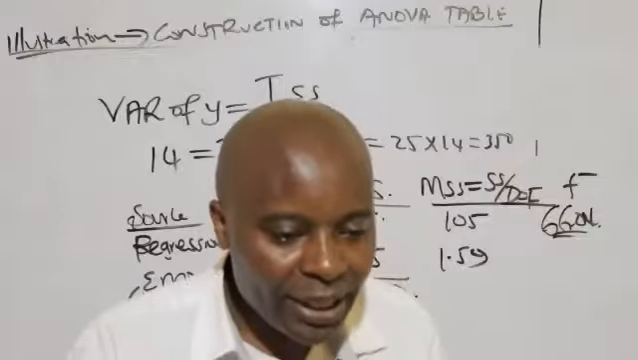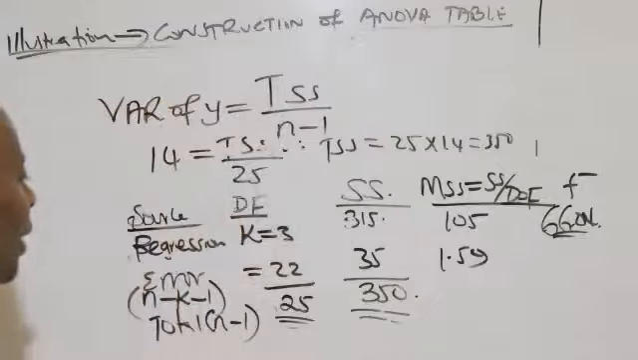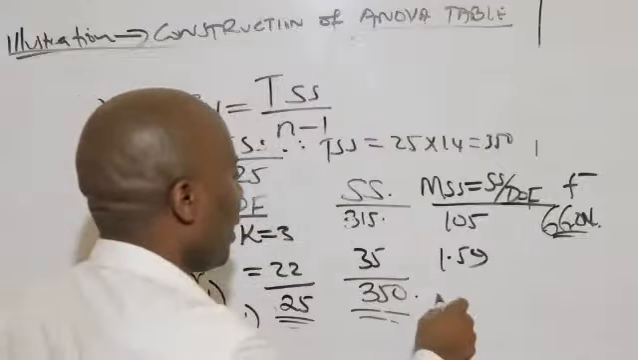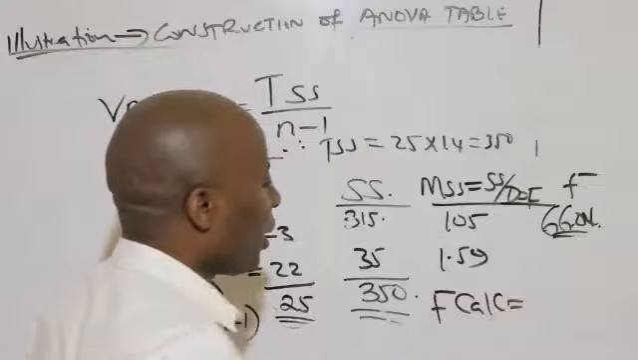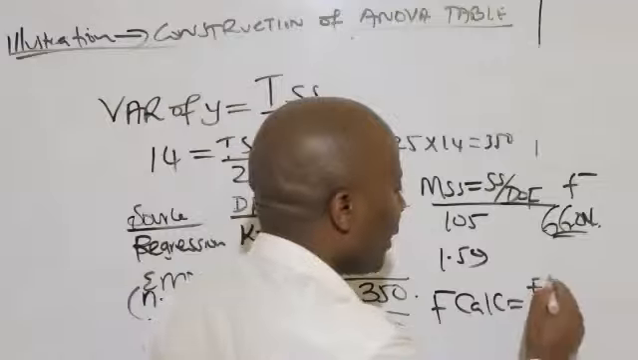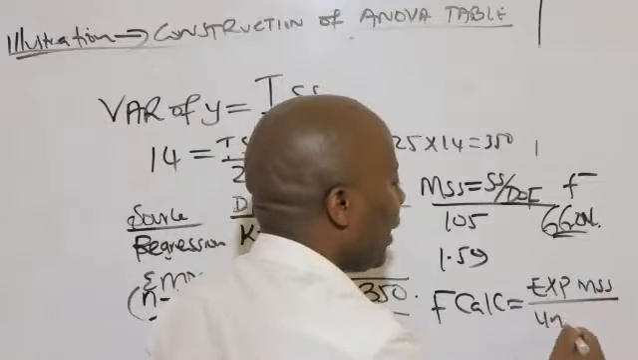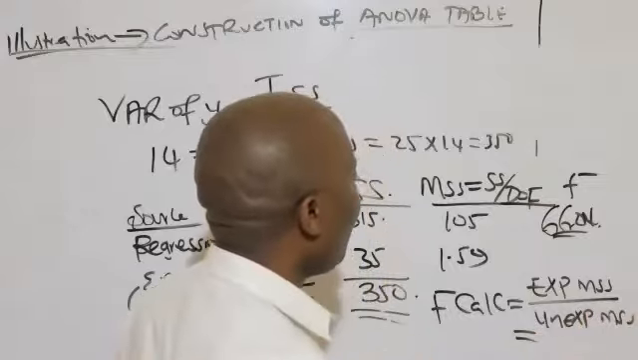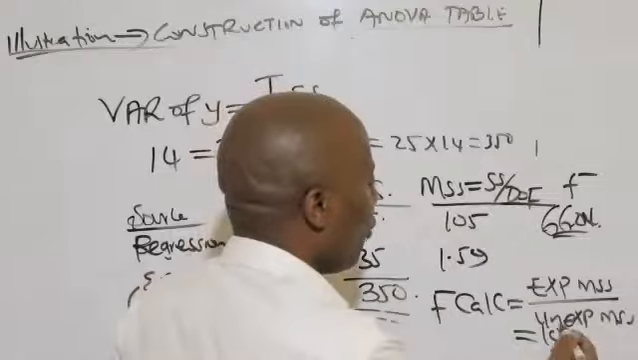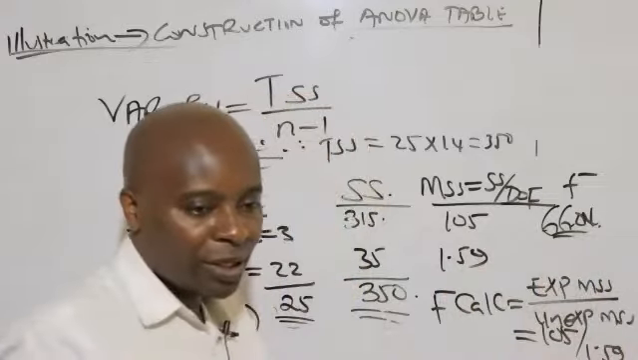Can I repeat the F calculation? The F calculation should be explained MSS over unexplained MSS. So explained MSS is this one, 105 over 1.59. That's how we're able to get the 66.04.